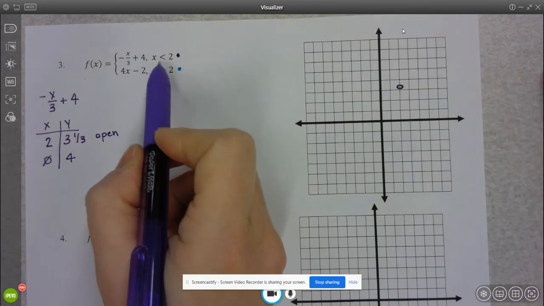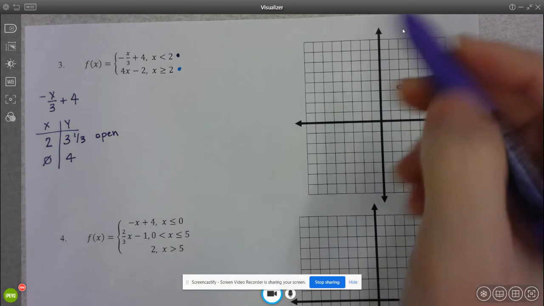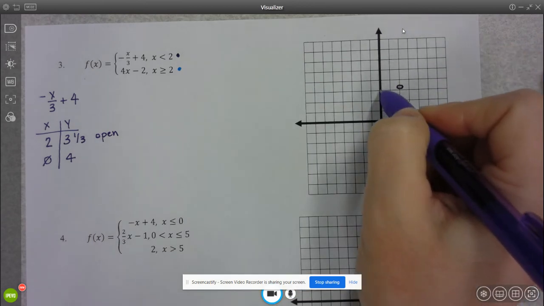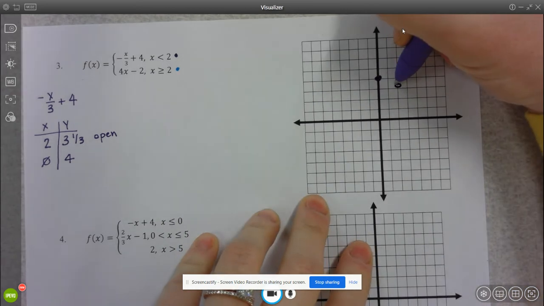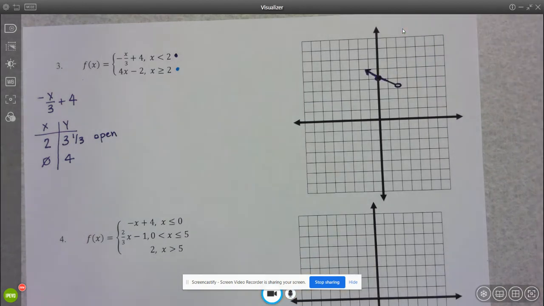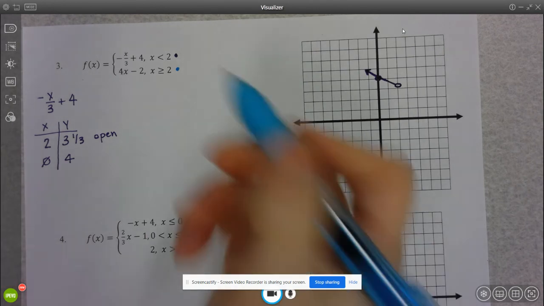And I had to do less than 2, which is why I picked 0. So then 1, 2, 3, 4. Here's my next point. Connect those 2. Boom. Call it a day. So you don't always have to do multiple points. If you pick 2, you're still going to be okay.